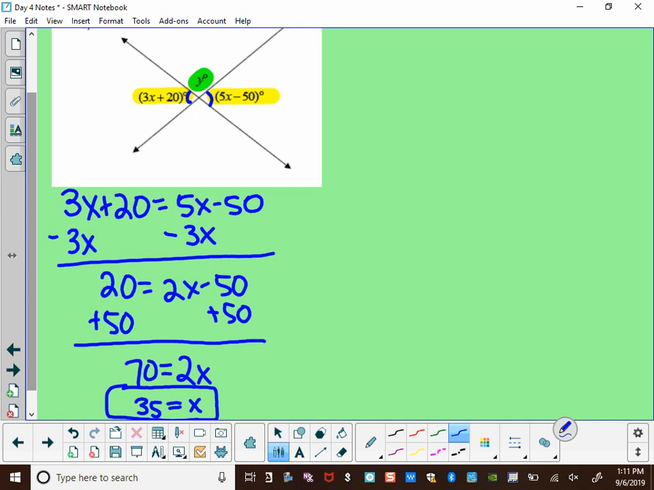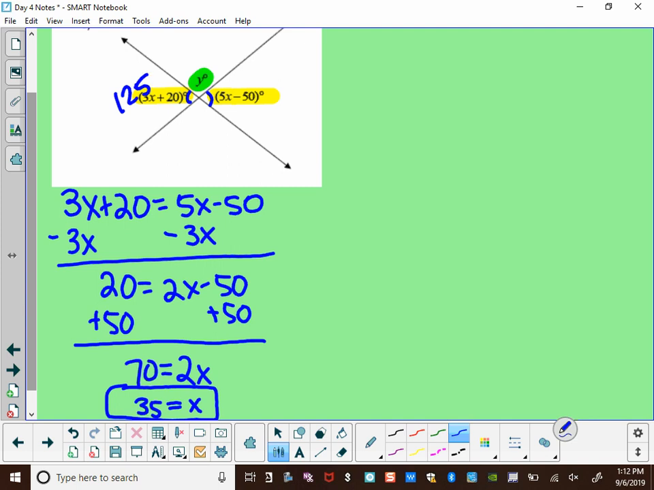So someone grab your calculator. If we plug in 35 for x, what's 3 times 35 plus 20? What do we get for that angle? This yellow angle right here. 125. You get 125, good.